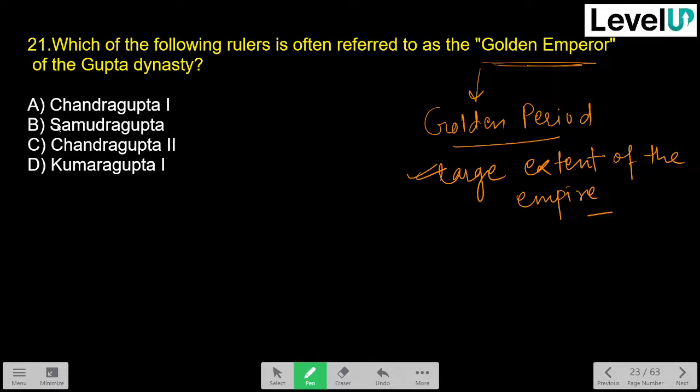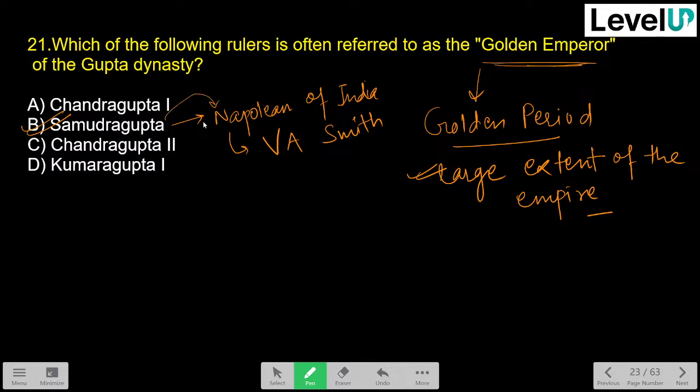It was Samudragupta. Some important details about Samudragupta: he was also known as the Napoleon of India. Who said this? This can be asked in your questions, right? Who said that Samudragupta was the Napoleon of India? It was said by V.A. Smith. So a question can be asked in any way, like who quoted Samudragupta as the Napoleon of India? It was V.A. Smith.